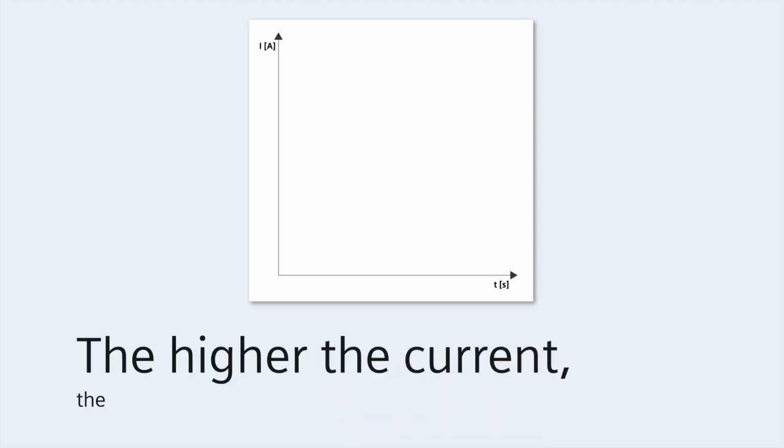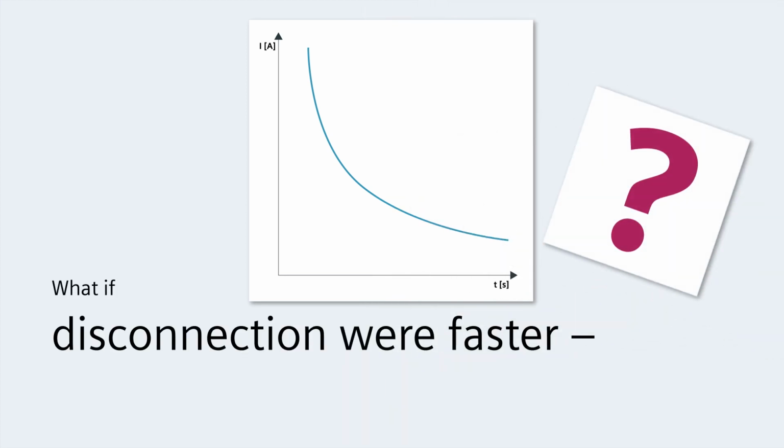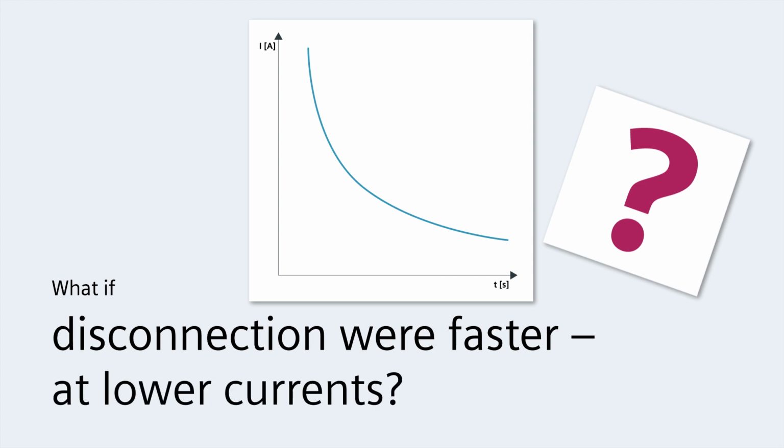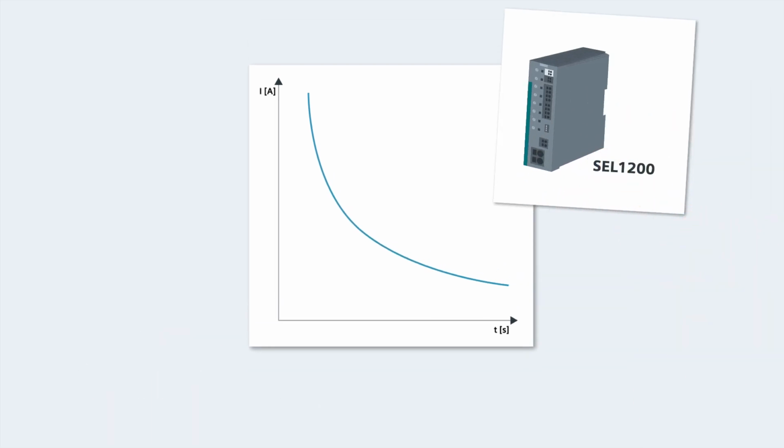A miniature circuit breaker's tripping characteristic looks like this. The higher the current, the faster the circuit breaker trips. Wouldn't it be much better if defective outputs were disconnected much more quickly and at much lower currents? Let's take a look at the SEL1200. As you can see, when a fault occurs, the SEL1200 trips much sooner.